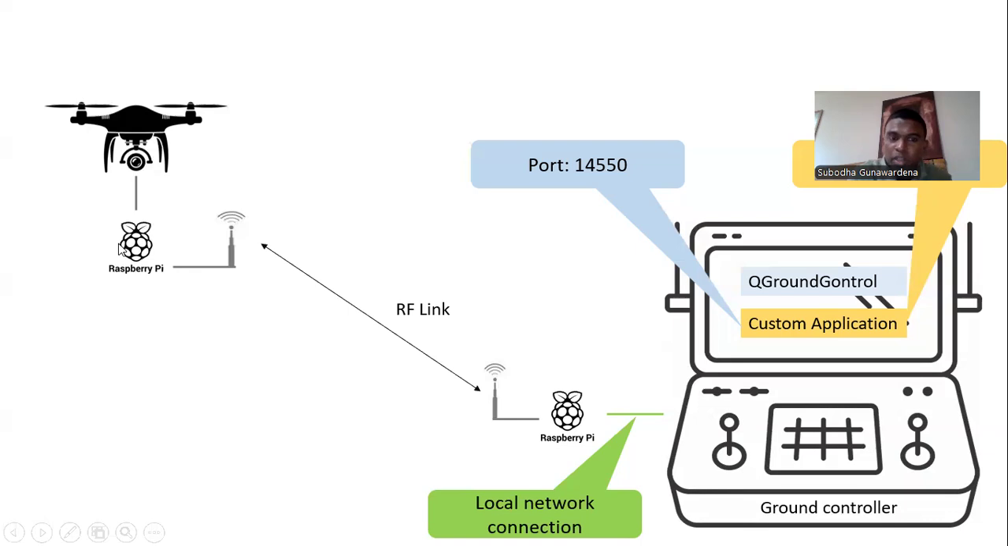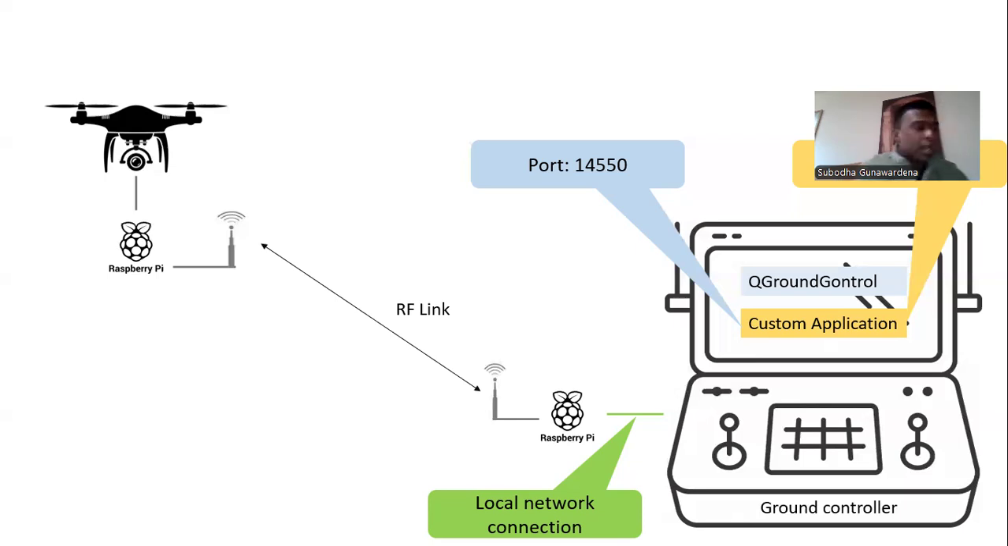So here MAVProxy from the flight controller will be sending packets to the MAVProxy of this Raspberry Pi, and that will route the packets to the QGroundControl application and the custom application. So here I have my flight controller with me. This is my flight controller and the GPS attached to the flight controller, and I have my Raspberry Pi and my telemetry radio antenna. These represent the drone itself. So I can just simply mount this on top of the drone, right?